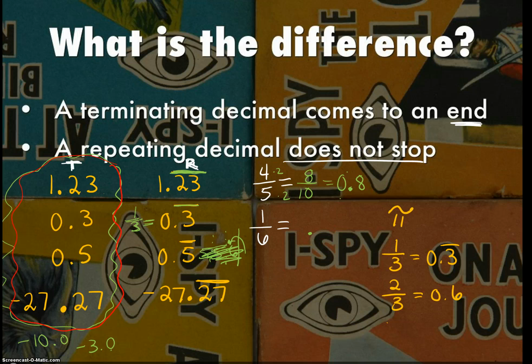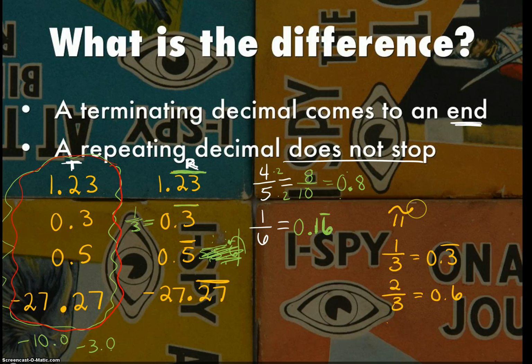Now 1/6 you can do by long division or using your calculator, 0.16 forever. Now in this case, your calculator tells you there's a 7 on the end, but that 7 has been rounded. So the 6 is the actual number that repeats, so you need to put a bar over just the 6. So 0.1 with a bar only over just the 6.